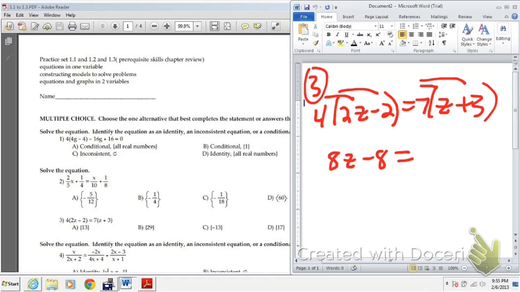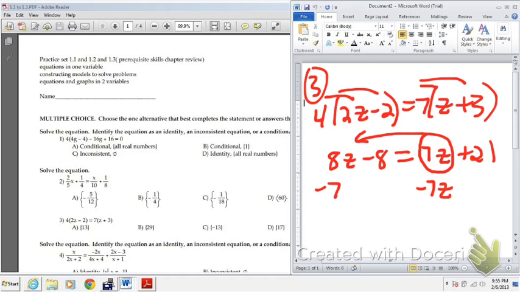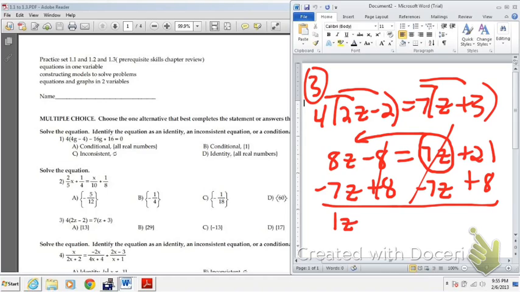So 8z minus 8 equals 7z plus 21. I always say letters on the left, numbers on the right. So you want to bring 7z across the equal sign, but you can't just throw it across, so you're going to negate it, subtract it. So 8z minus 7z is 1z. And here I want to add 8 to the other side. So we're arriving at 1z equals 29. That means the same thing as z equals 29. So, survey says, okay.